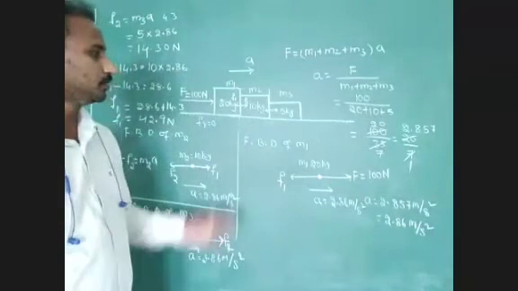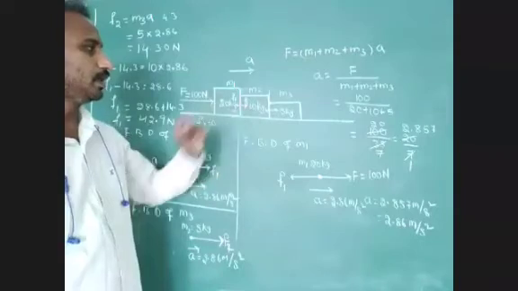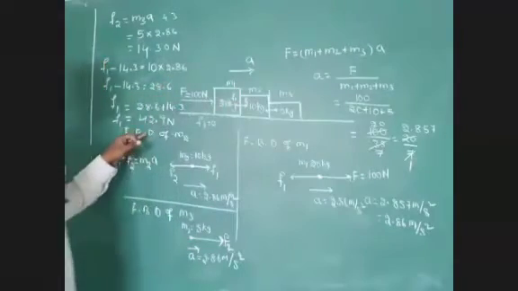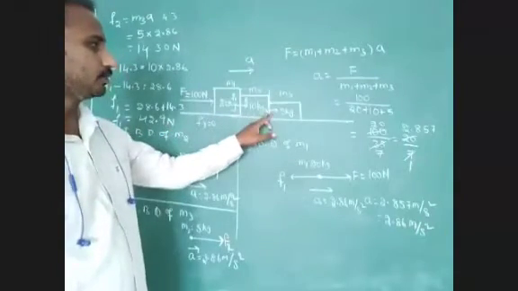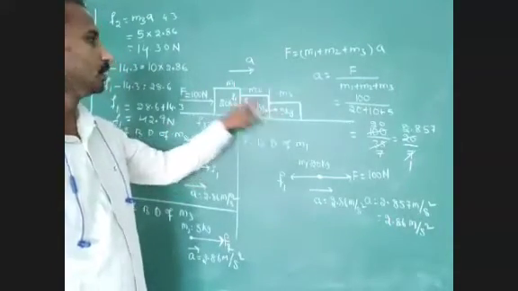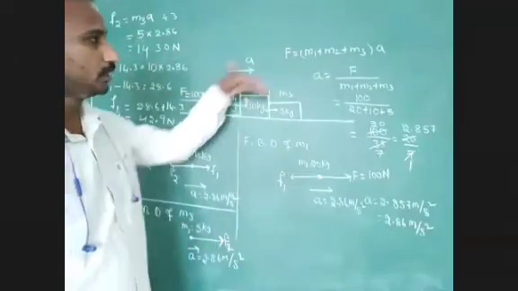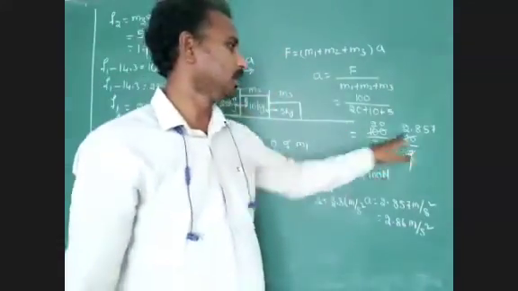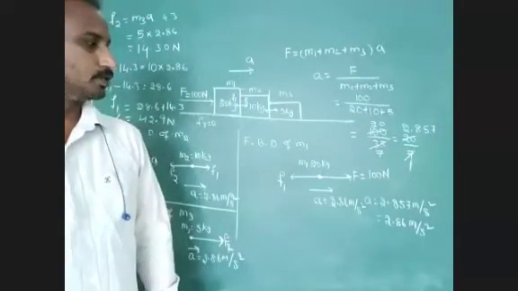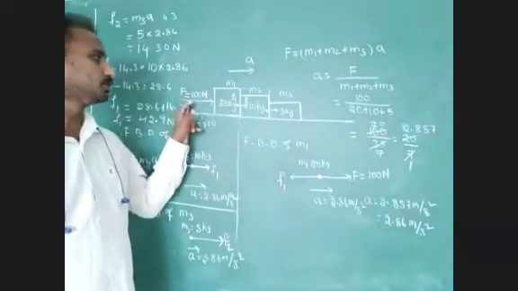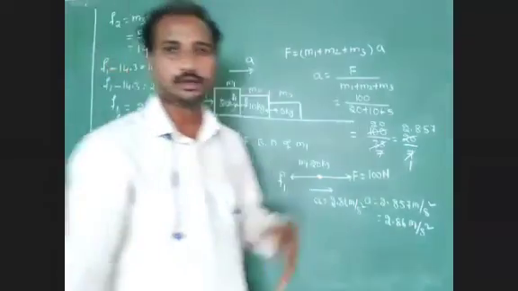Understood this problem? Do you have any doubt? Here the contact force between 20 kg and 10 kg, F1, equal to 42.9 newtons. The next contact force between M2 and M3 equal to how much? 14.3 newtons. What is the total acceleration of the system? Total acceleration of the system is 2.86 meter per second square. The external force was already given, external force value capital F equal to 100 newtons. Note down this problem.